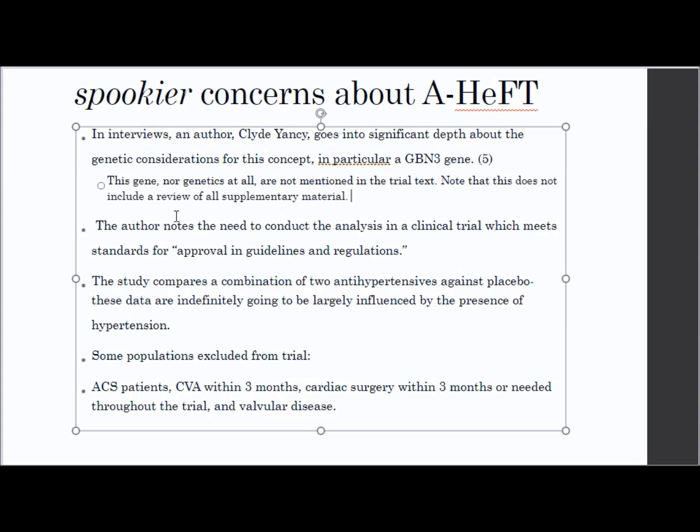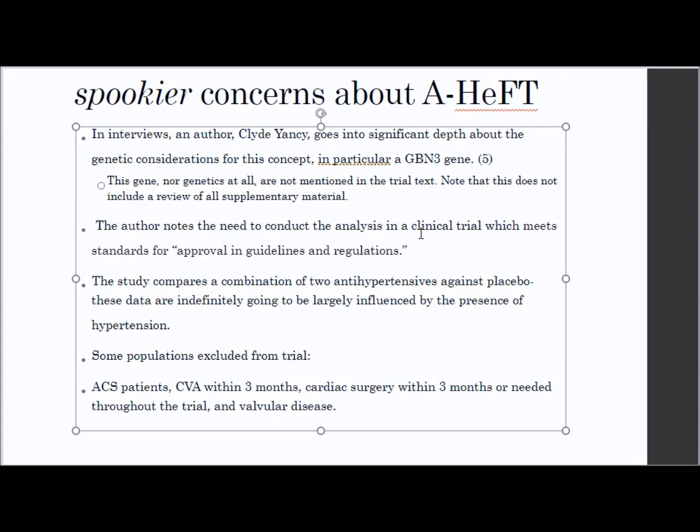The author also notes a need to conduct the analysis in a clinical trial which meets standards for approval in guidelines and regulations. It was hard for me to understand if this came out before they actually started doing A-HeFT, because the way it's written makes it sound like a clinical trial, because there were first extrapolations made from V-HeFT where they thought they could influence clinical trials. Just looking back at the cohort they already had, right? They saw that these Black patients benefited. Can we just say, boom, we already did the trial? There wasn't enough data to support that, so they did A-HeFT.